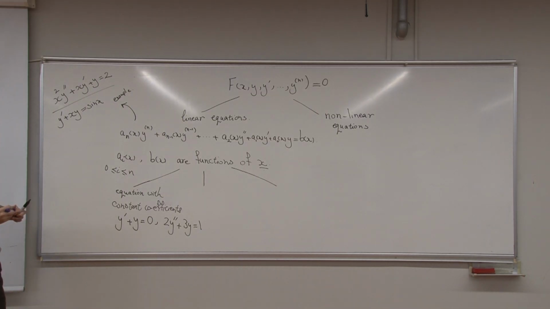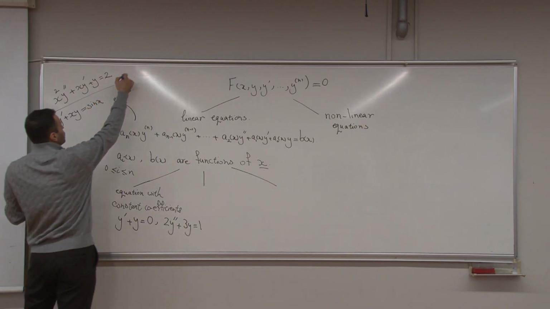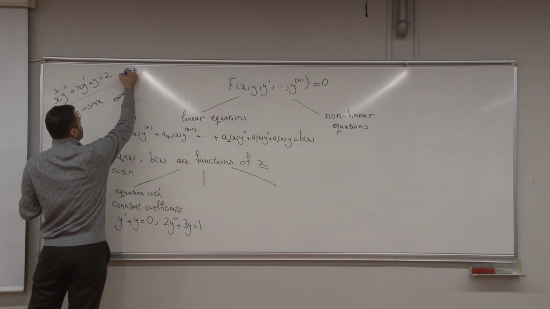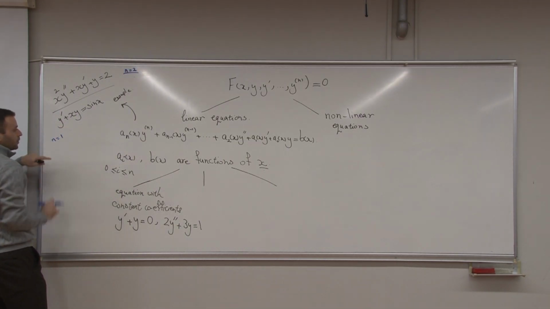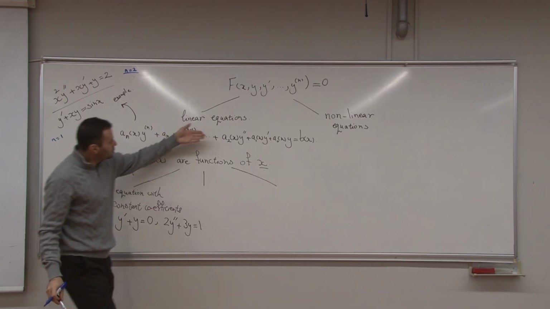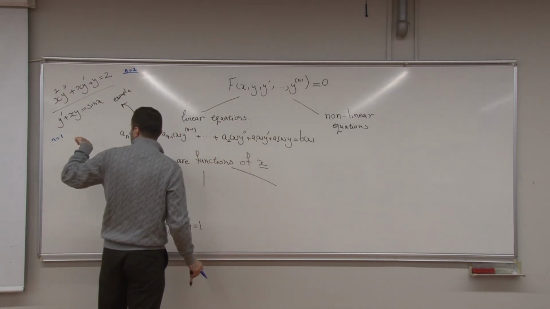Let's check it. First of all, if we look at this equation, what is our n here? 2, which means our highest order derivative is 2. What about here? 1. Here n is equal to 1. Okay. So we have almost this part of it, and not the rest.